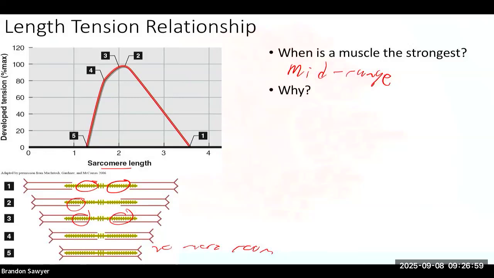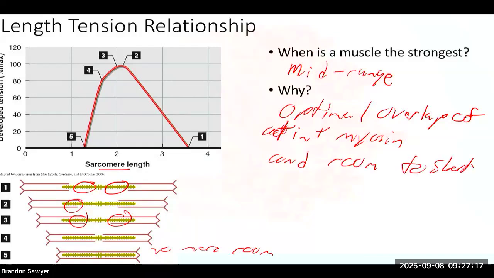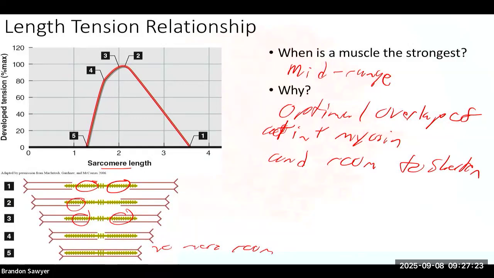Okay, so we'll say optimal overlap of actin, sorry, and myosin, and still room to shorten. We've got some room to shorten, and there's optimal overlap there. Okay.